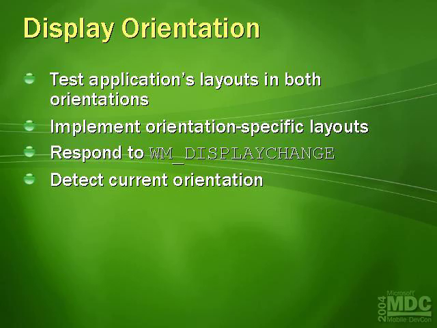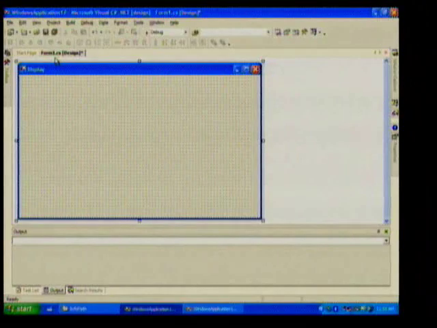Implement orientation-specific layouts. I'm going to do a code sample that will show how to detect the Windows message, to grab it and then tell the application, oh, the tablet's now in portrait mode. Nope, now it's back in landscape mode. So I'll switch over to Visual Studio for my first application demo.